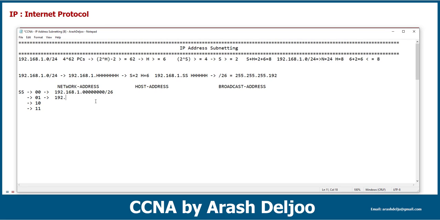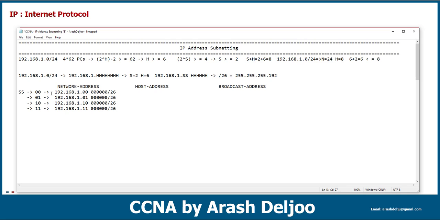And for the second network, 192.168.1, with subnet bits 01, and the host bits all 0, /26. And after that, the third network, subnet bits 10 and host bits 0, /26. Next, this is the last network, 192.168.1, with subnet bits 11 and host bits 000000. That's it, /26. Okay, this is our 4 networks.